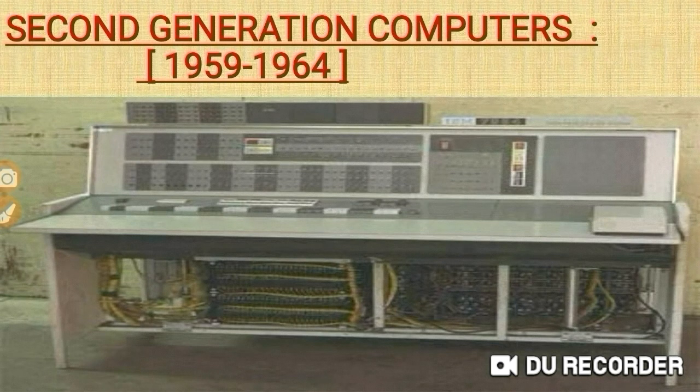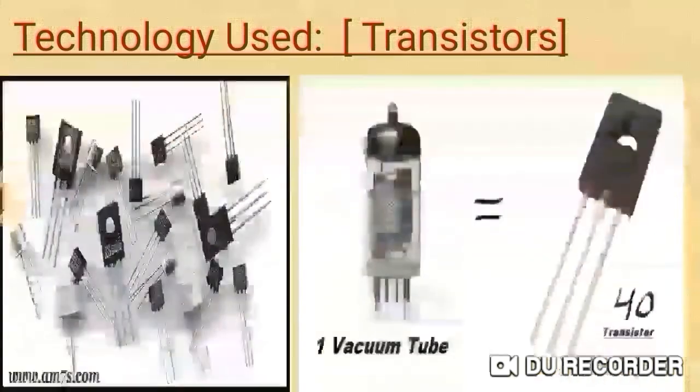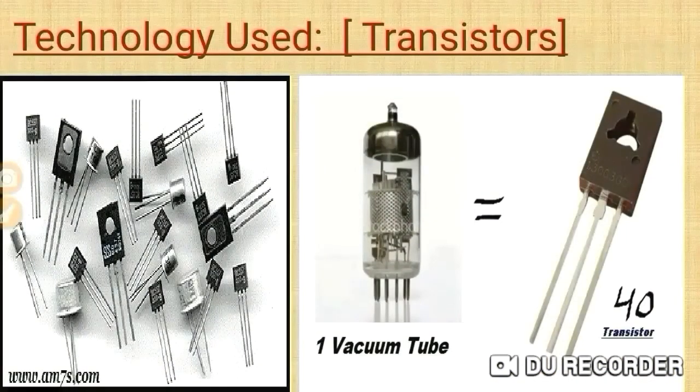Because of the technology they used. They used transistors. Vacuum tubes were replaced by transistors in second generation computers. Vacuum tubes were big in size, transistors are small in size. One vacuum tube was equivalent to 40 transistors.